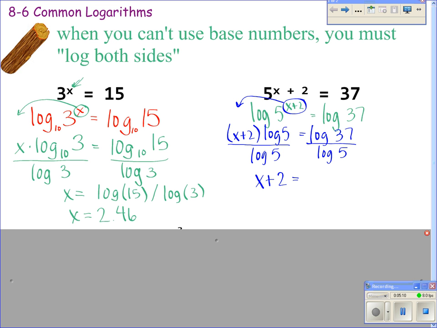All right, so when I divide those, 2.24359. Then the only other thing is to subtract 2. So we get 0.24. And you can shorten up your answer at the very end.